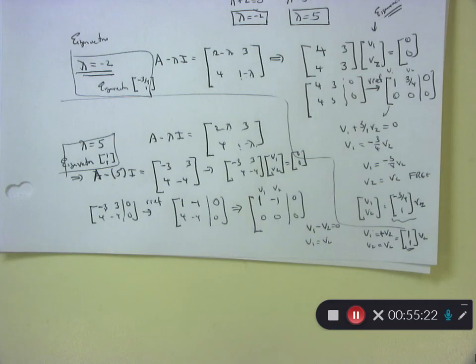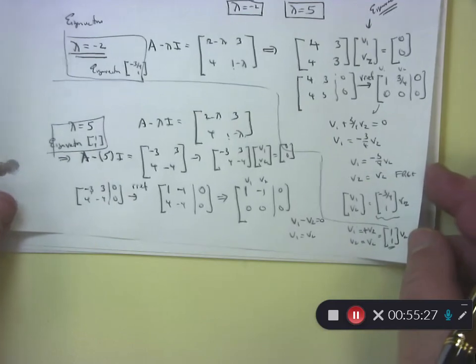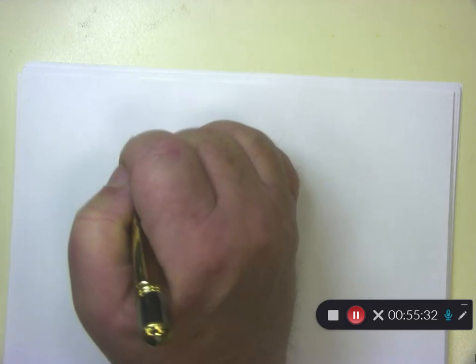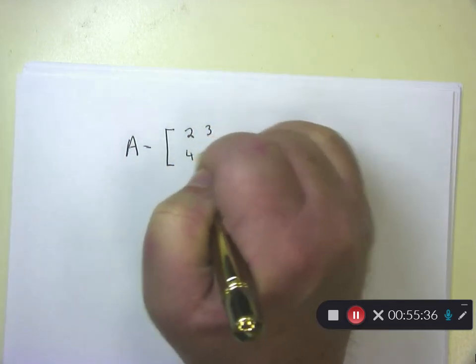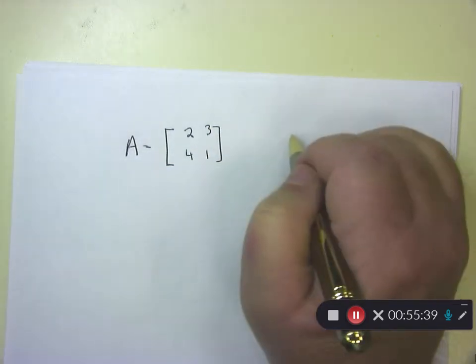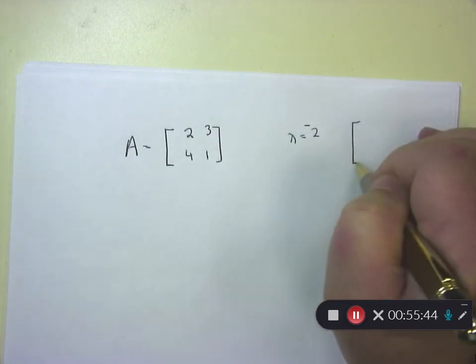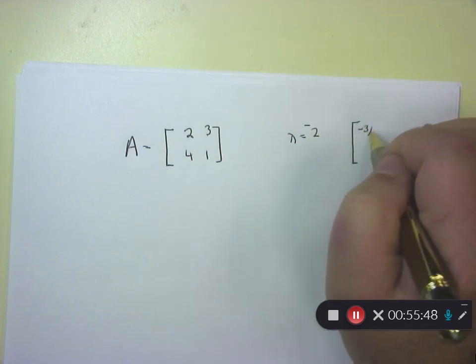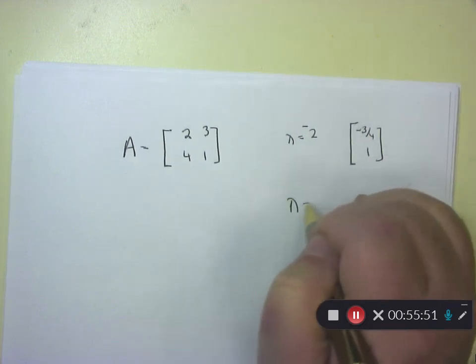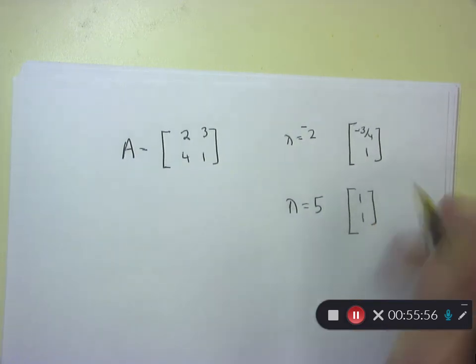Get your eigenvectors and eigenvalues. Why do you care? Here it comes. Remember, A was equal to 2, 3, 4, 1. With lambda equal to negative 2, I got the eigenvector of negative 3/4, 1. With lambda equals 5, I get the eigenvector of 1, 1.